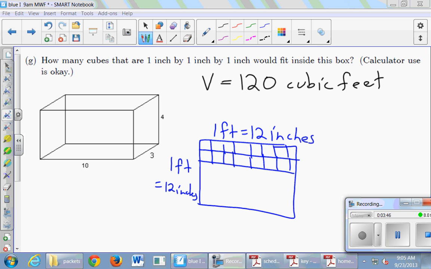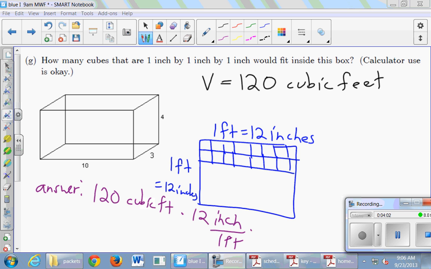So to answer this problem, I think all we need to do is take the 120 cubic feet and multiply it by 12 inches, which is in 1 foot, and then multiply by 12 inches in the next foot, and then multiply by 12 inches in the last foot, up to the third. So 120 times 12 times 12 times 12. That's how many of these little cubic inch things fit inside. Questions on this one?